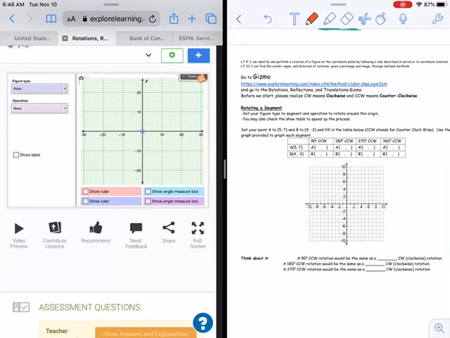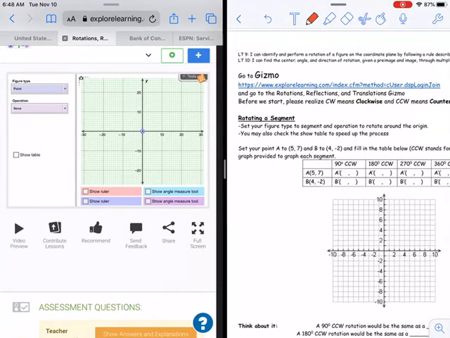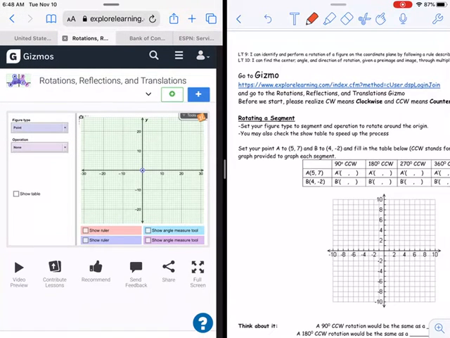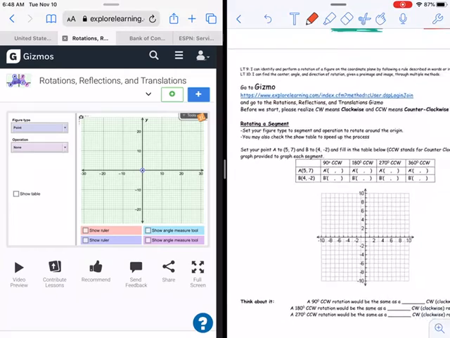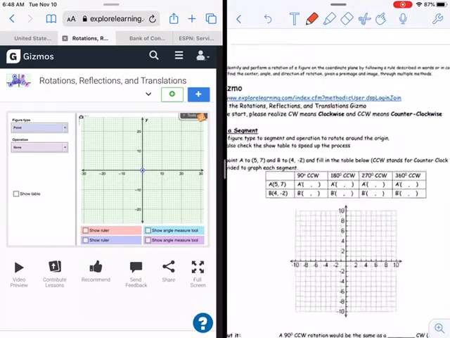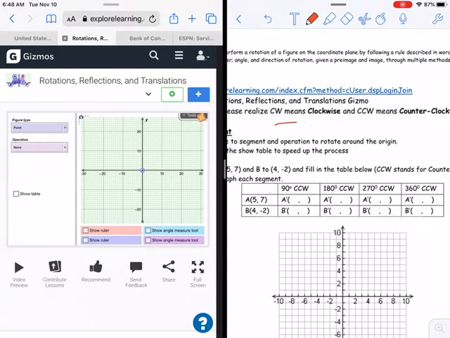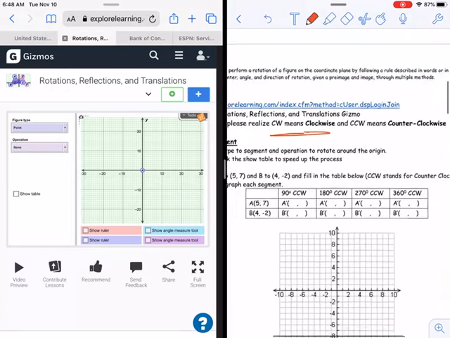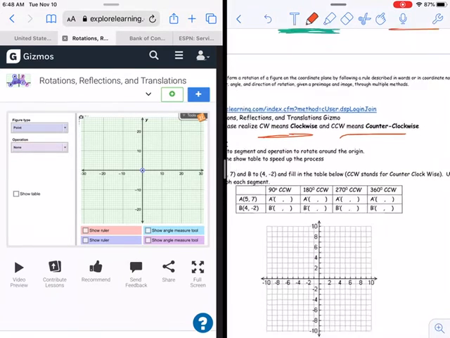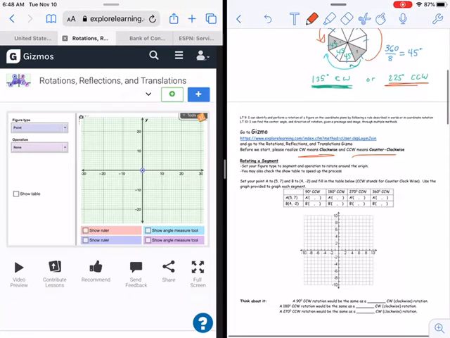All right, so now we're here in the gizmos. You guys can click this link, make sure we log in, and we're in the rotation, reflections, and translation gizmos again. Just to emphasize, CW means clockwise, CCW means counterclockwise. Hopefully you figured that out by now. So we're gonna do some rotations, just emphasize things, practice things again.